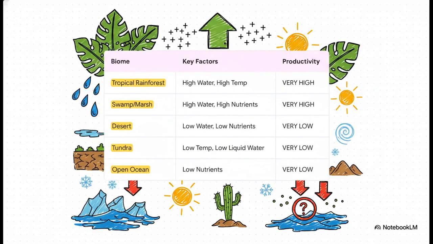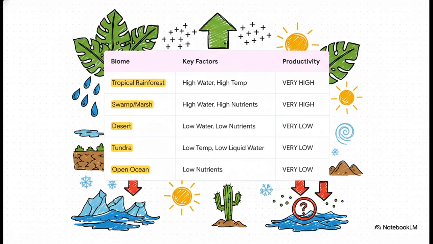And this table breaks it all down. It shows us the why. So tropical rainforests, swamps, marshes, they've basically hit the jackpot. They've got tons of water, high temps, lots of nutrients. They are absolute productivity powerhouses. But then you look at the other end of the spectrum. Deserts, they're missing water. The tundra, way too cold. And then you've got the open ocean, which you'd think would be super productive, but it's missing a key ingredient that might surprise you.